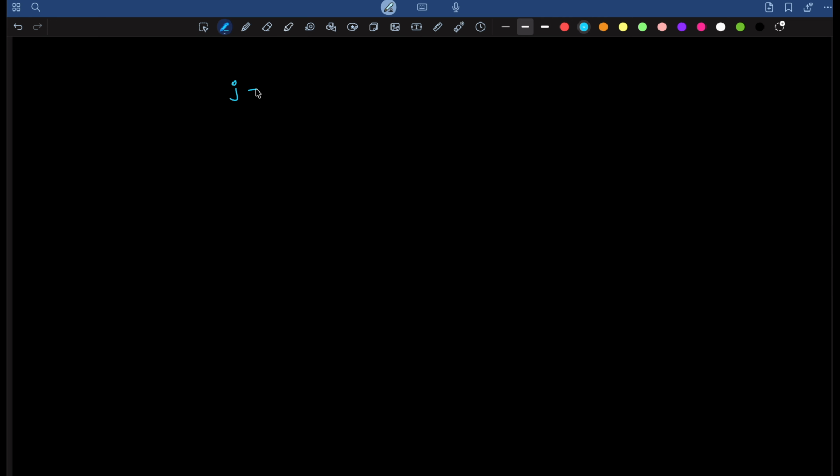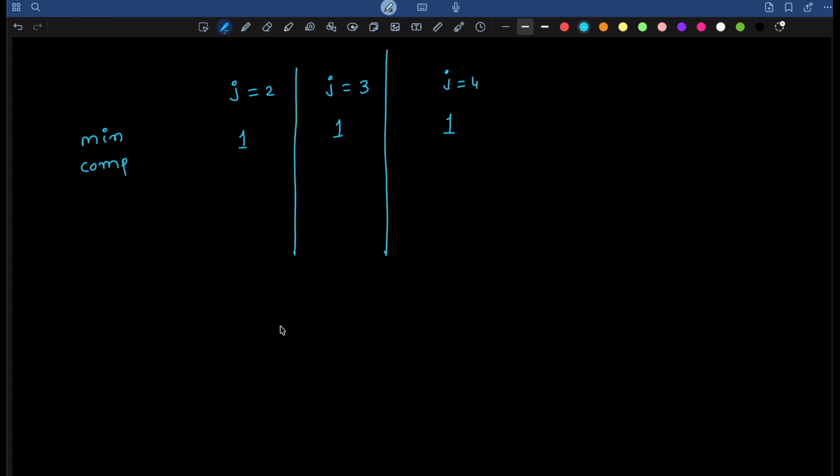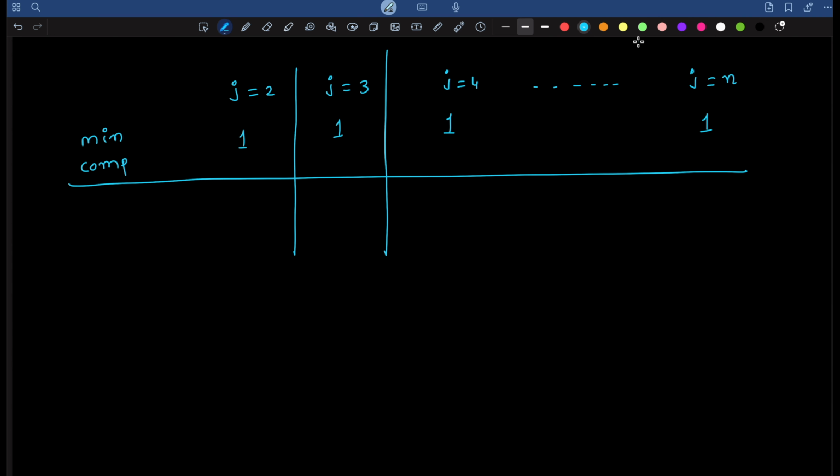At the value of j equal to 2, how many minimum comparisons are required? Minimum comparisons required will be 1, right? At j equal to 3, how many minimum comparisons are required? Again we may need 1. So this will be my best case, right? At j equal to 4, again 1. So let's say at j equal to n, how many minimum comparisons are required? Only 1.